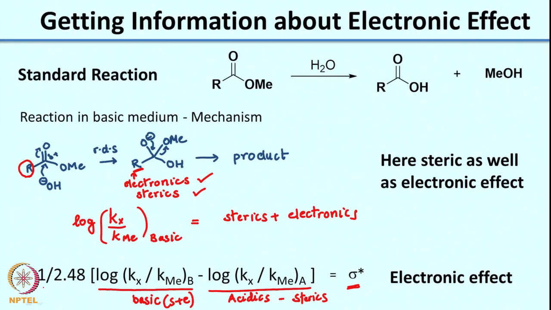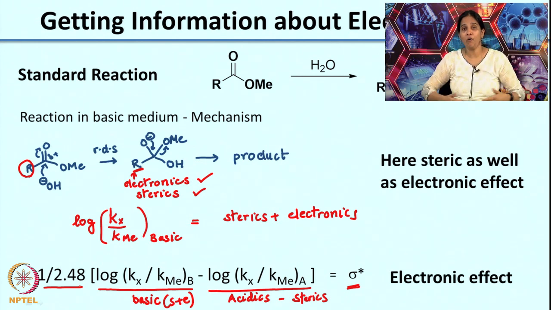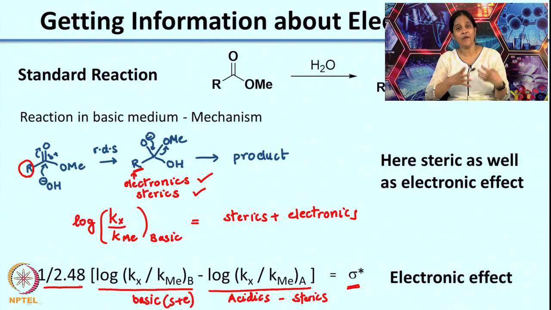Now let's come to this factor of 1 divided by 2.48. Why this has been added is, when you compare all the values, we have the scale for the substituents, the sigma scale. So we want this electronic effect sigma star to be comparable in magnitude to that obtained from the Hammett equation. So Hammett gives you a value sigma for certain substituents. Now in the case of Hammett, you have the substituent attached to the aromatic ring, so it is farther away from the negative charge, whereas in this case you have the substituent right there close to where the charge is being generated. So that both these sigma values are comparable, a normalization factor of 2.48 is added.